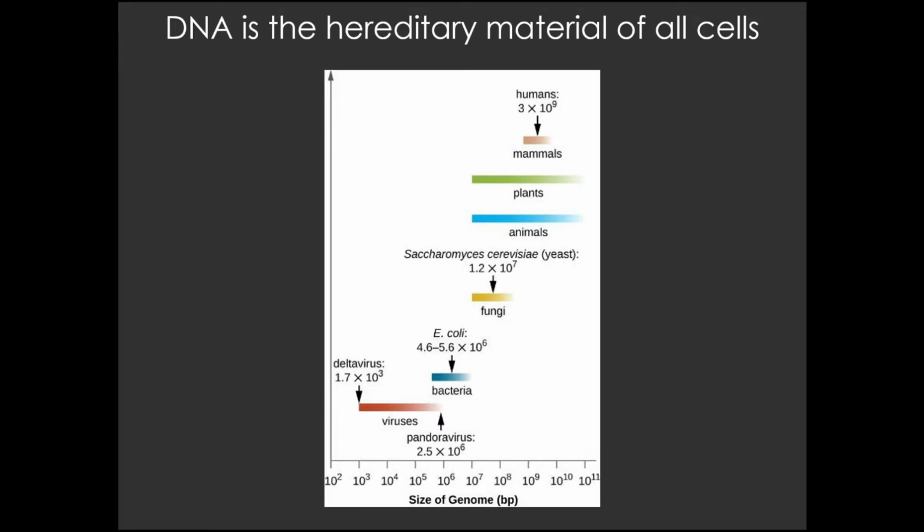Human beings have about 3 billion base pairs in their hereditary material. E. coli have about 4.5 million base pairs in their DNA.